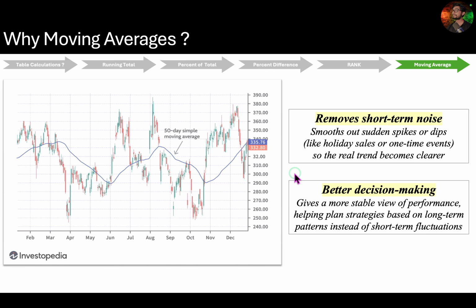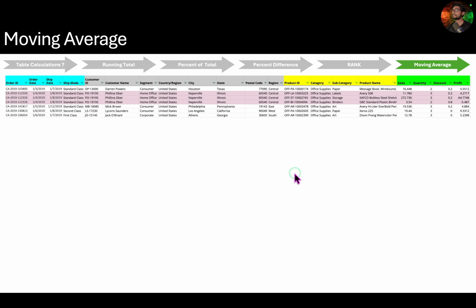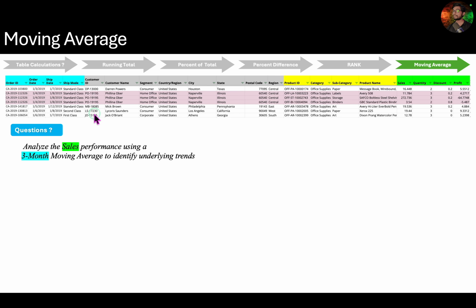Alright, now let's explore how we can apply the moving average concept to address the business problem at hand using this superstore sales dataset. First, we'll understand the approach and then we'll look at the detailed technical implementation in Tableau. So the task here is pretty straightforward. We need to look at our sales performance using a 3-month moving average to spot the real trend.